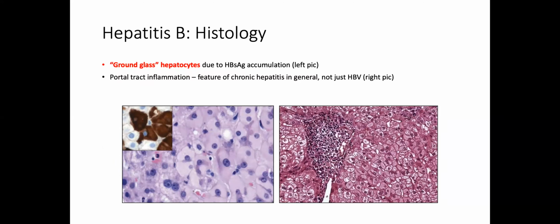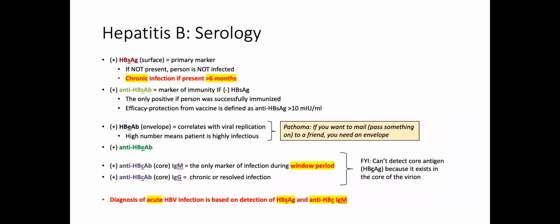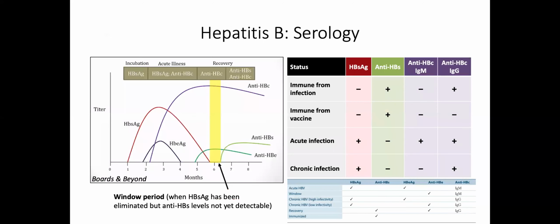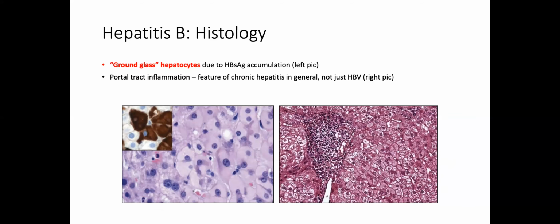Okay, histology is going to be a ground glass appearance, and honestly it looks like crushed glass over here on the left. It's due to that accumulation of hepatitis B surface antigen. And there's going to be portal tract inflammation, and that's really with all chronic hepatitis as well. You can see that right here on the right side.